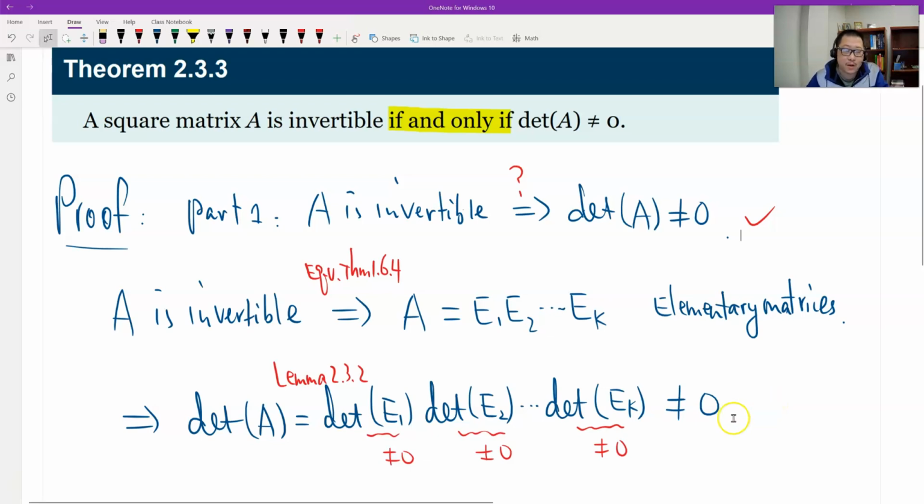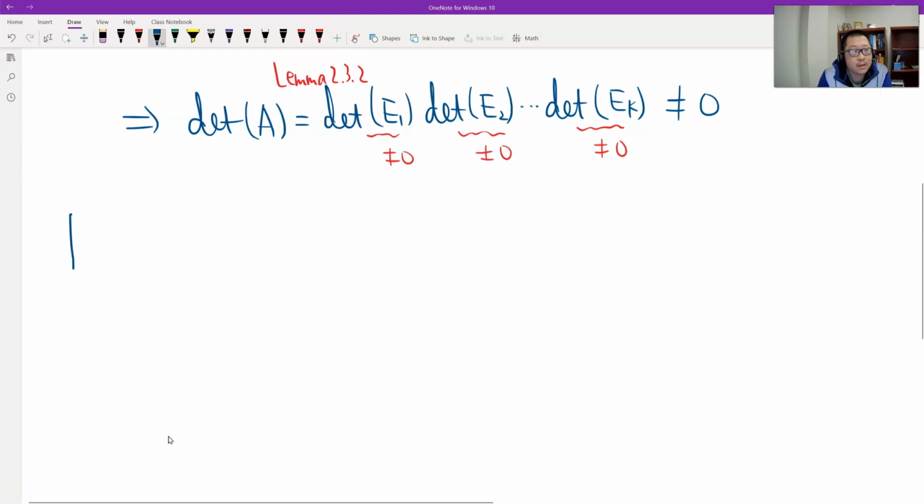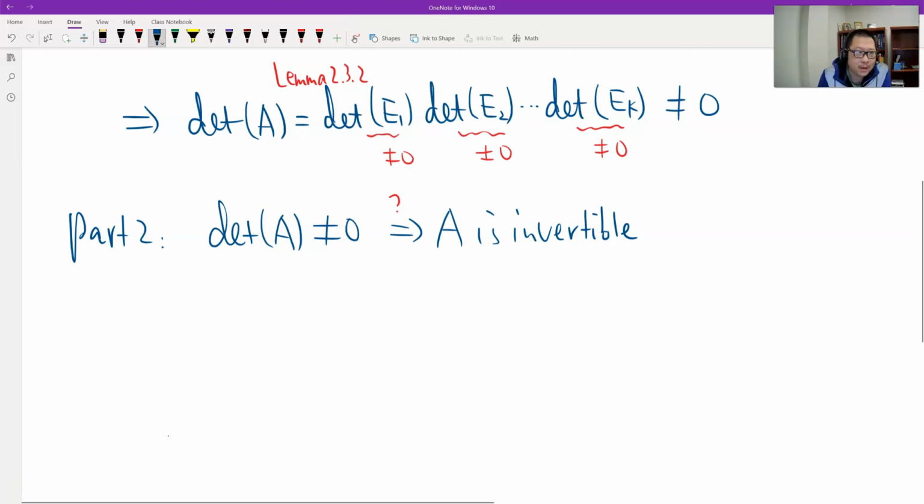Okay, and then backwards. Backwards means if the determinant is not 0, can we prove A is invertible? Yes, let's see the second part. Part 2: if the determinant of A is not 0, can you prove matrix A is invertible? Yes, we can. But how? We still have to use the equivalence theorem, but this time I will look at the reduced row echelon form. Remember that.